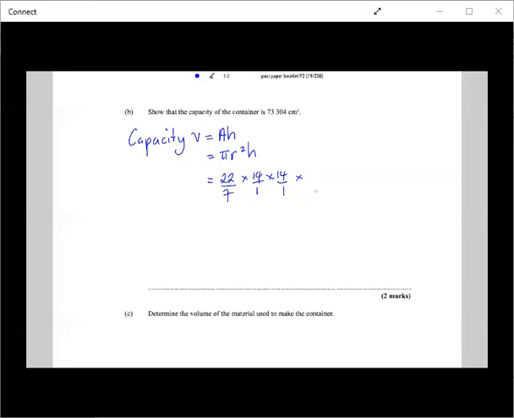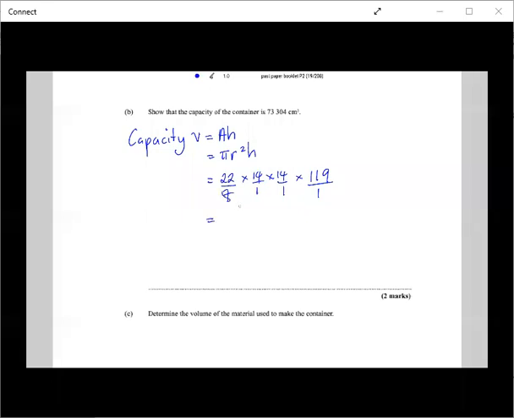Ladies and gentlemen, the height is 119. Now, why am I using 119 and not 120? Anybody? Why am I using 119 and not 120? Anybody? All right.